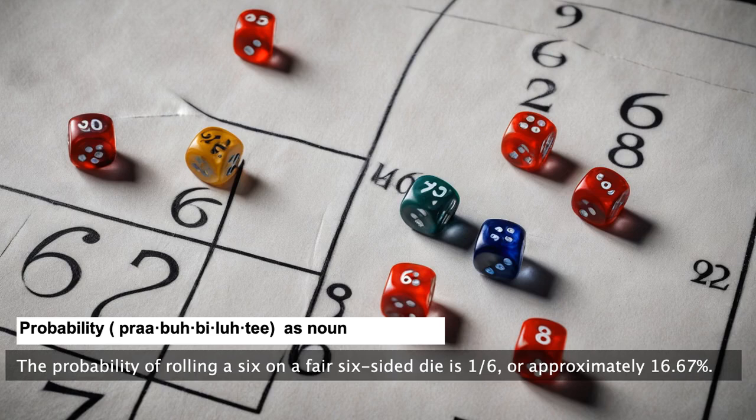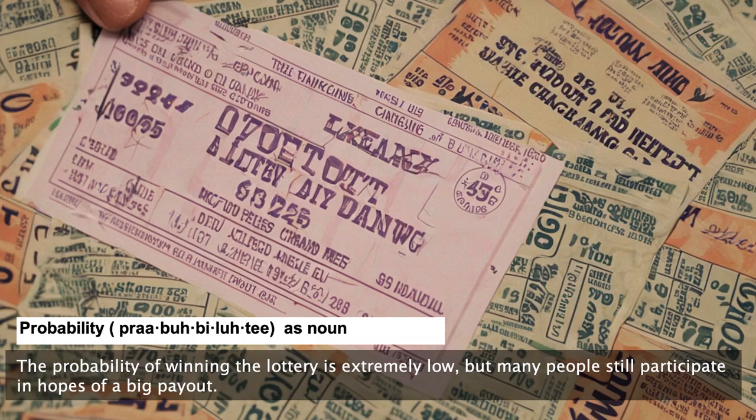The probability of rolling a 6 on a fair six-sided die is 1/6, or approximately 16.67%. The probability of winning the lottery is extremely low, but many people still participate in hopes of a big payout.